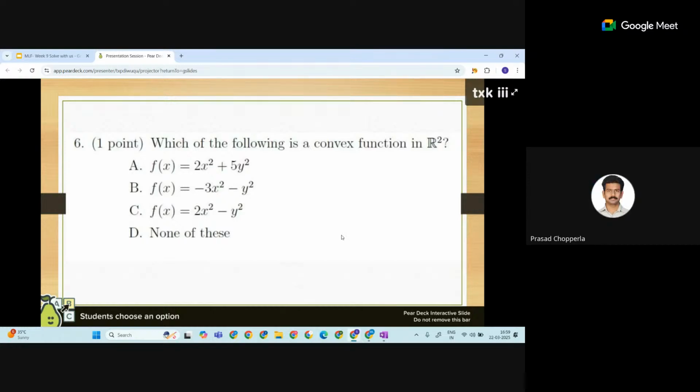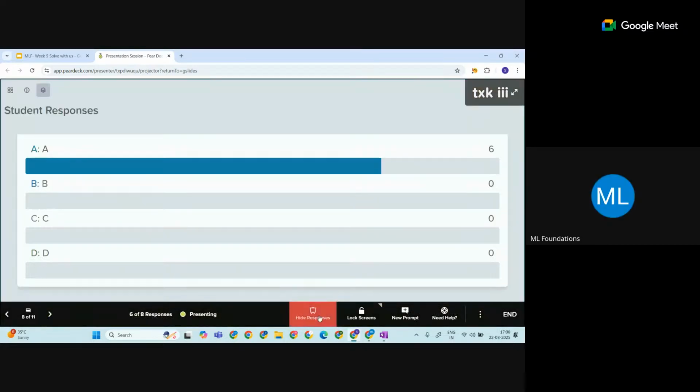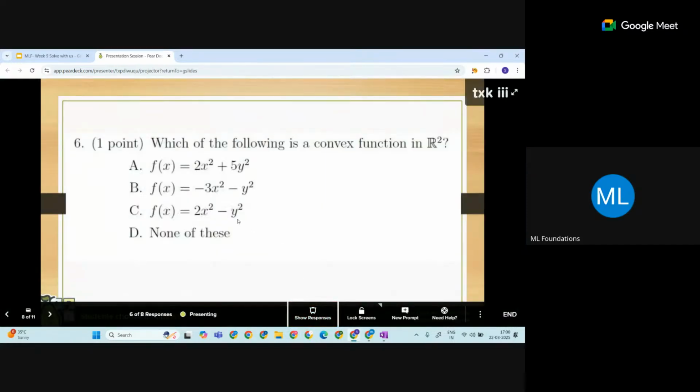And likewise, C is something like a saddle. Along the X you'll get the erect cup, and along the Y-axis you'll get the inverted cup. So that is again not a convex function. So my answer is only A. The graph we can easily do. Otherwise, we can neglect option B easily.